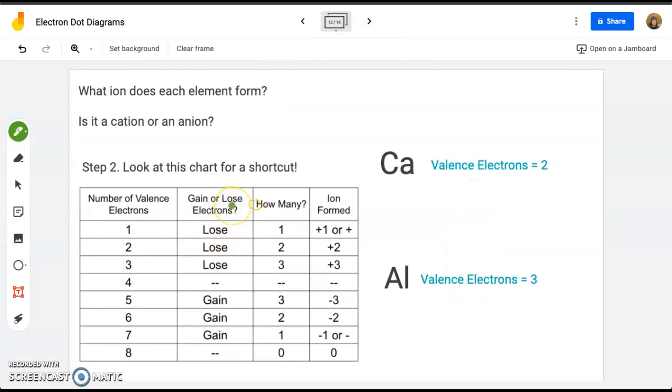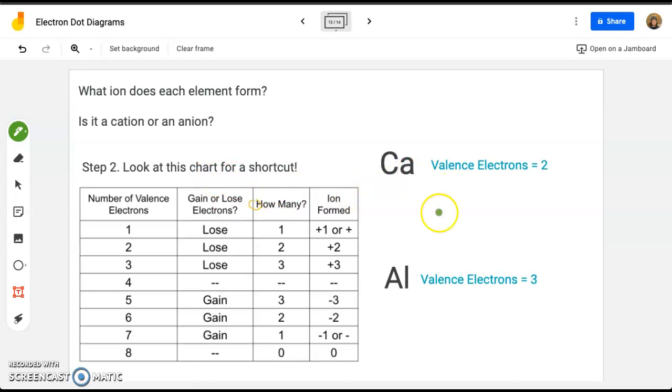Now I'm going to use this chart to look for whether they're going to gain or lose electrons to become stable. Because remember, these atoms in real life, usually they're not just floating around individually. They want to become stable, and to do that, they're trying to give off their electrons, usually to form bonds.